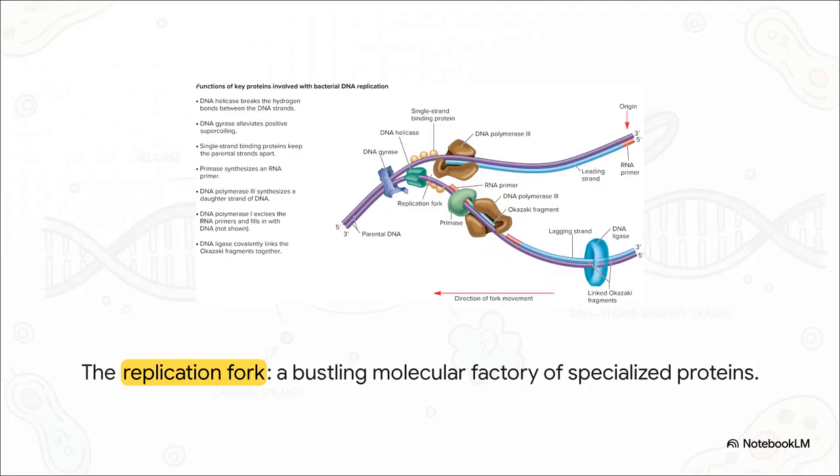And here it is. This diagram shows the factory in action. You can see all the key players right there, assembled where the DNA is being unwound. Each one of these proteins has a very specific job to do, and they all work together seamlessly. I know it looks complicated, but it's a beautifully organized system. Let's go ahead and meet the crew.